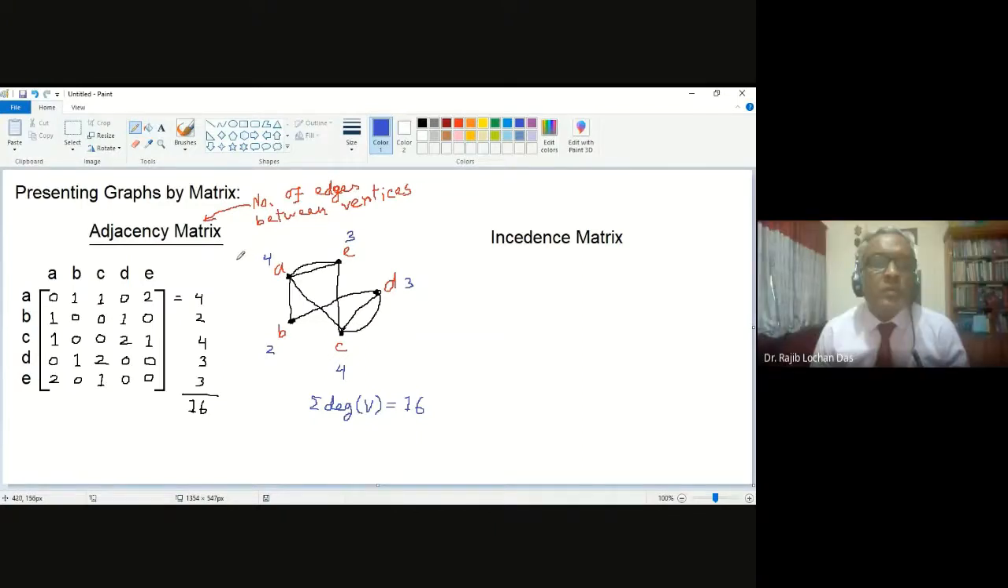So degree of A equal to 4, degree of E equal to 3, degree of D equal to 3, B equal to 2, C equal to 4, like that, and all together the summation of degrees is 16, and this is also 16. All numbers together, this is also 16. Okay. Now the problem is, if there is a loop, there will be a problem.